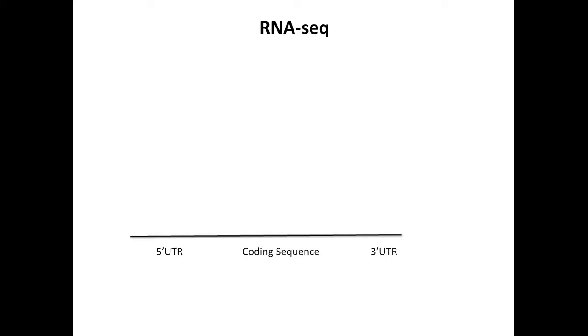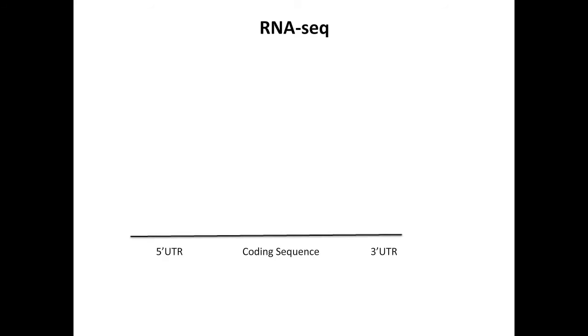And on the left-hand side, we have 5' UTR. On the right-hand side, we have 3' UTR. And in the middle, we have coding sequence. So this is a structure of a gene in the gene model.